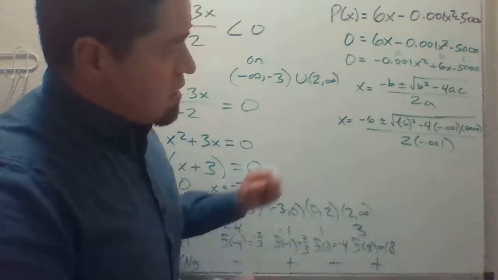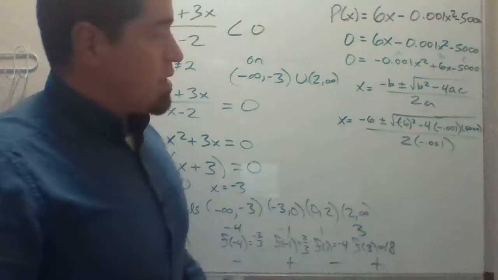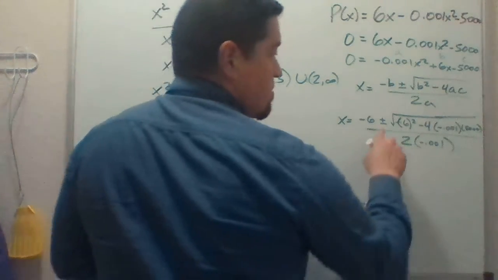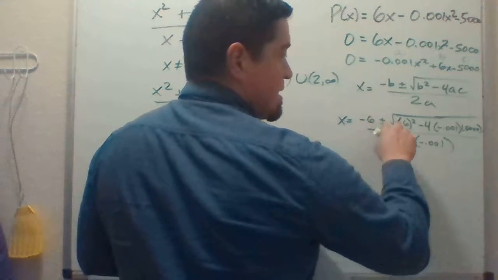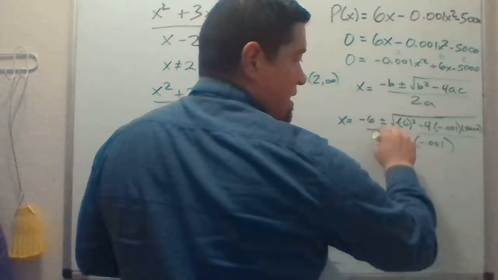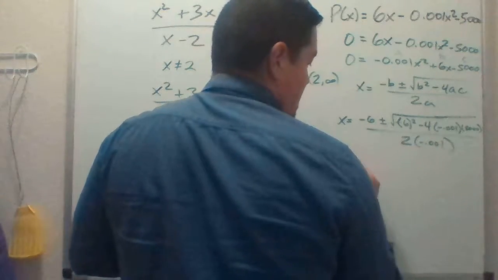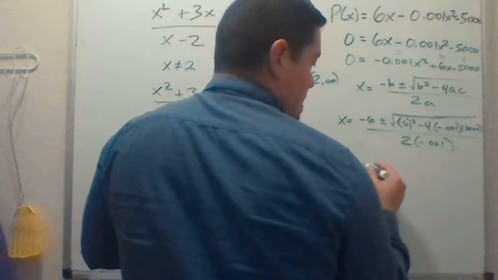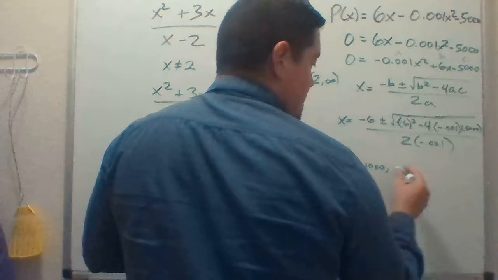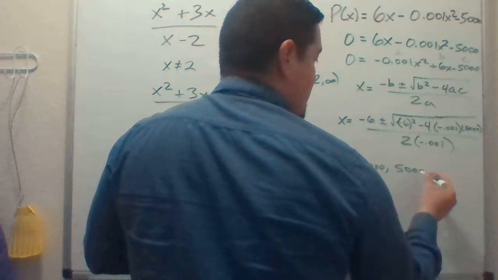Okay, so then input that into your calculator. Remember, you have to input it once for plus, and then once for minus, because this is plus or minus. If you input this into your calculator, you'll end up with two solutions. One of them is going to be 1,000, and the other one is going to be 5,000.